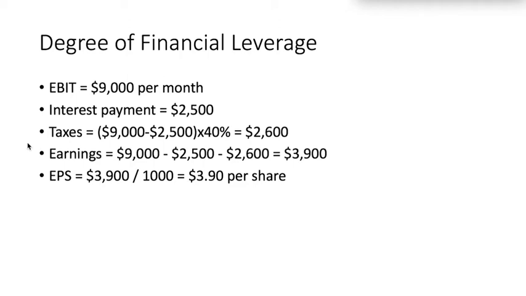Well, start with EBIT of $9,000 per month. We subtract out the interest payment, which is tax deductible. And so we take 9,000 minus 2,500 to get taxable amount. Multiply that by the tax rate, and that gives us 2,600. So earnings are the 9,000 in EBIT minus $2,500 interest payment minus $2,600 tax payment, and that equals $3,900. That's earnings available to shareholders. We divide that amount by the number of shares, and we get an amount per share, which is $3.90 per share.